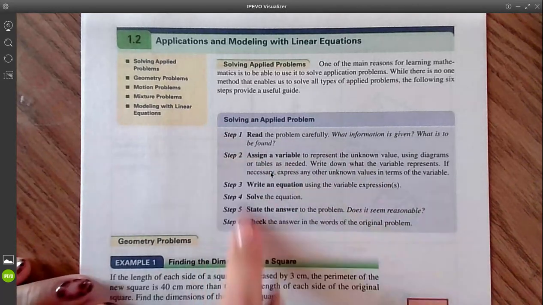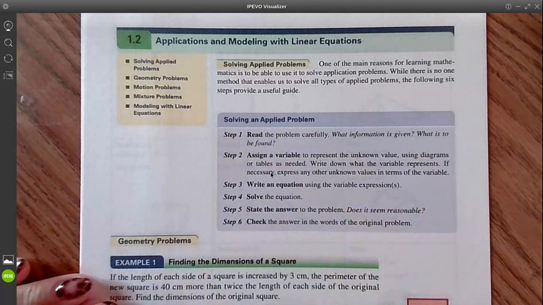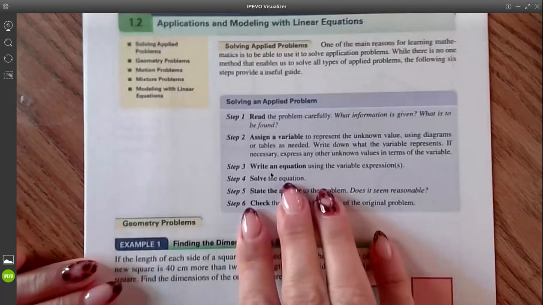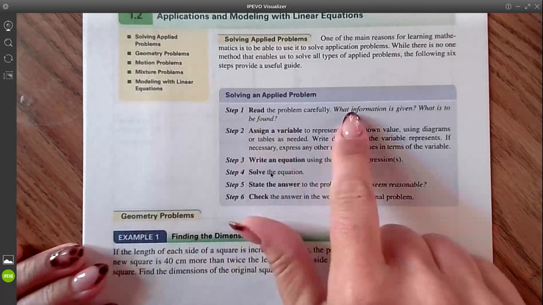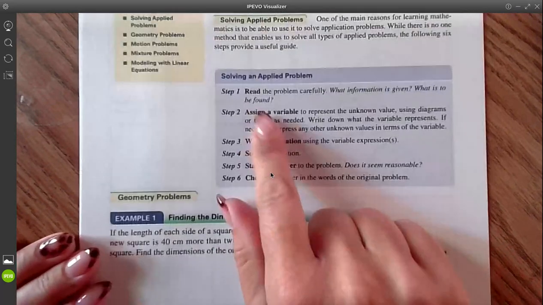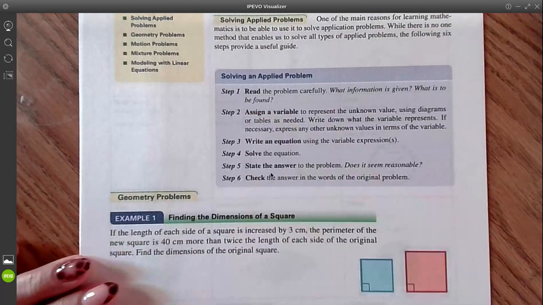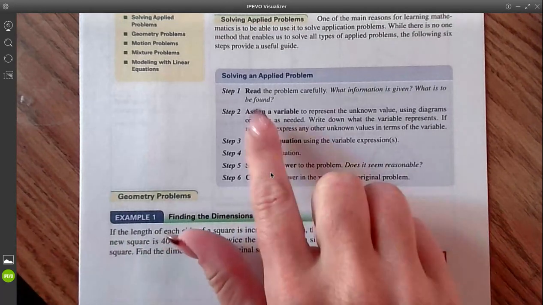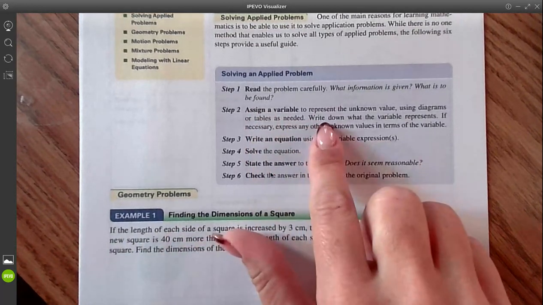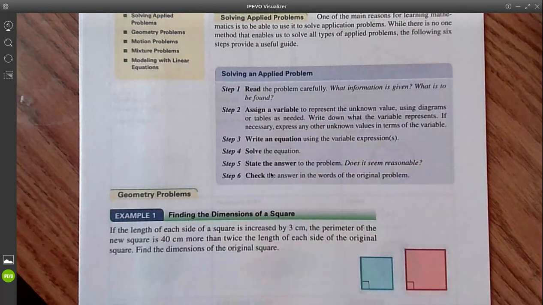So they have this 6-step problem solving method, and they refer back to this throughout the textbook. Step 1 is to read the problem, figure out what information is given, what are you supposed to be finding. Step 2, assign a variable. And when you do that, you want to also define it. So you're going to write down what it represents. Make sure that that is in terms of quantities. So for example, I would not want to say x equals apples. I would want to say x equals the price of a bushel of apples, or the number of pounds of apples, or something like that.